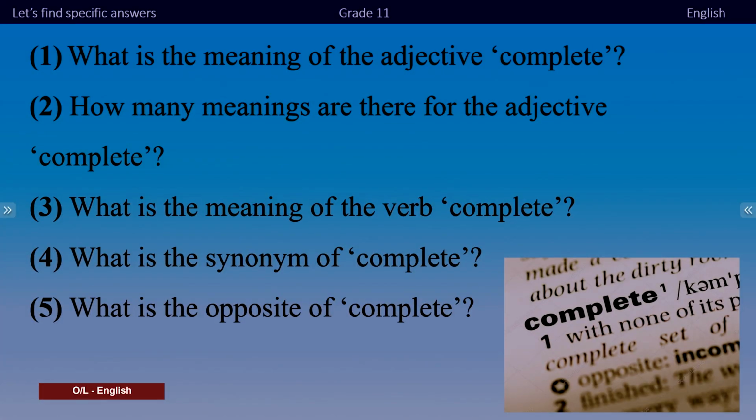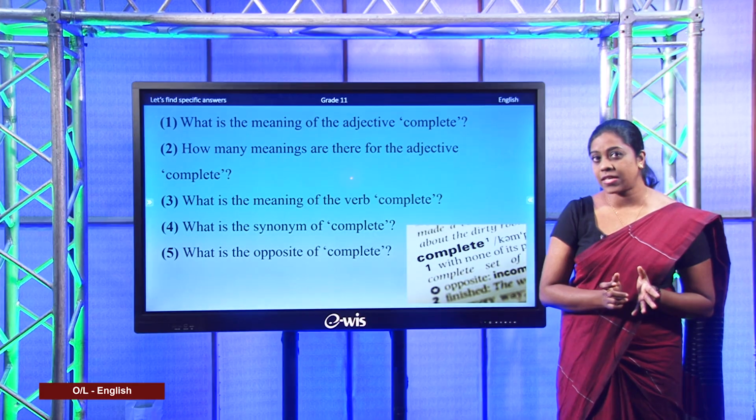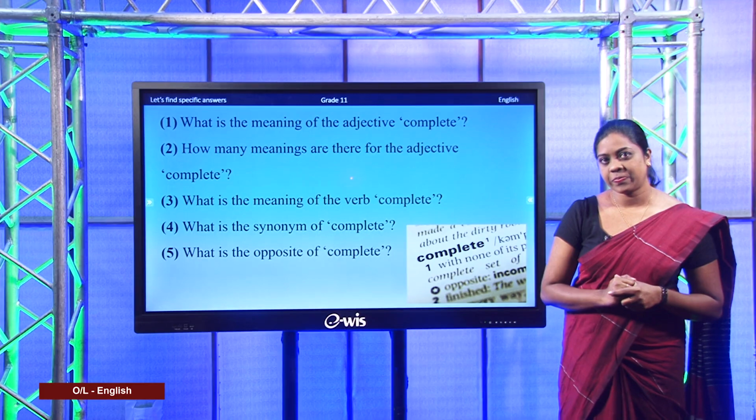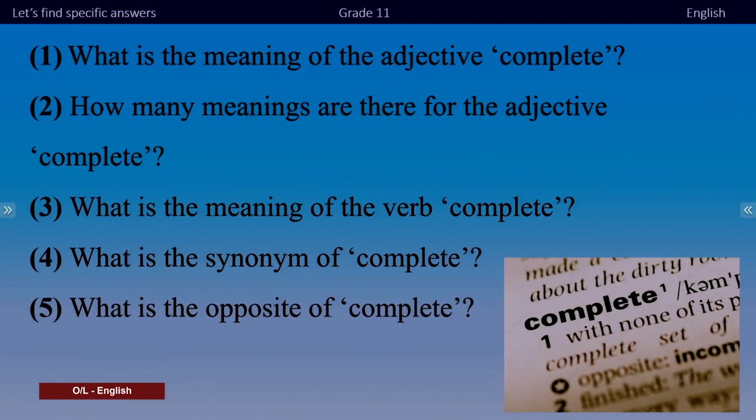Let's take a look at the questions the children got. What is the meaning of the adjective complete? How many meanings are there for the adjective complete? What is the meaning of the verb complete? You know that this particular word can be used as an adjective as well as a verb, right? What is the synonym of complete, and what is the opposite of complete? Remember, all these questions are based on one particular word, right?